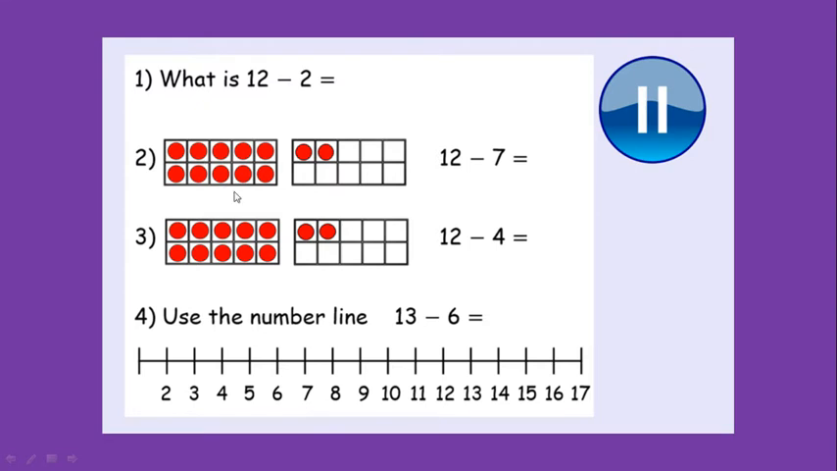And here I've given you the tens frames to support you in that answer. The third question is 12 take away 4, and again I've given you the tens frames to help support you in working out that answer. And then question 4 is use the number line to work out 13 take away 6. So pause the video, work out those 4 questions, and we will check the answer on the next slide.